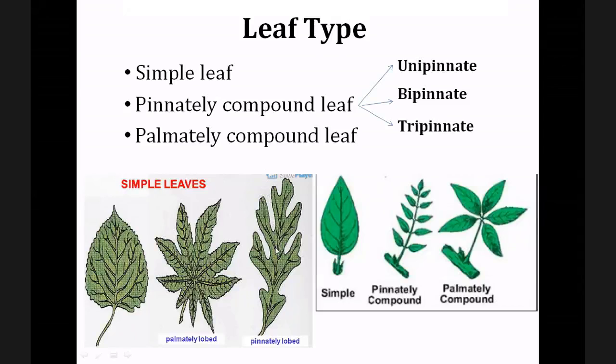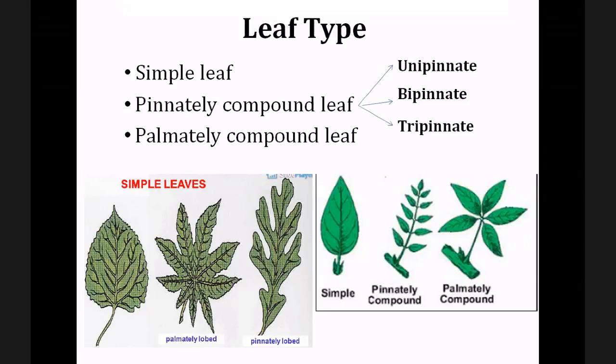So this is somewhat complicated for you. In simple leaves, we can have palmately lobed and pinnately lobed, the two categories. Here the lobes are not divided fully, they are still attached to the main vein. That's why they come under the simple leaf. But in the compound leaf, the leaflets are fully separated and joined with their own petiole to the rachis, the main axis.